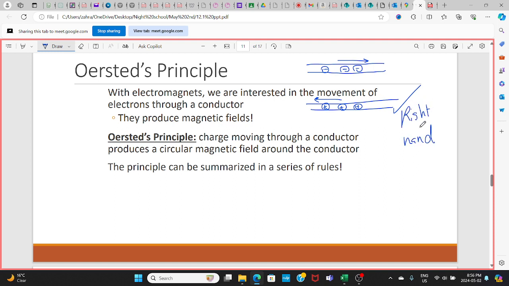Right hand, if you're talking about the conventional current. If we do not want to talk about conventional current, we need to use our left hand. But I'm going to ask you to just use your right hand, because always you see the direction of the current. I'm putting the direction of the conventional current, right?